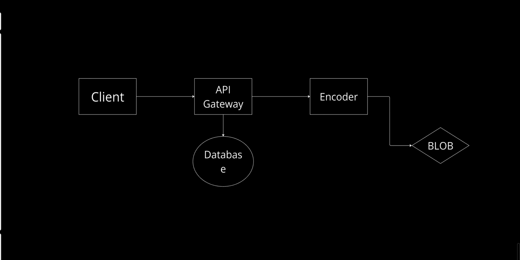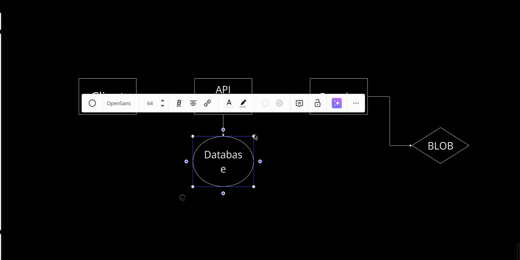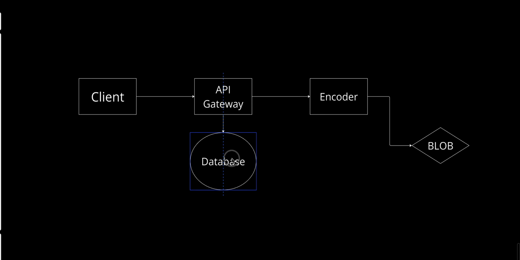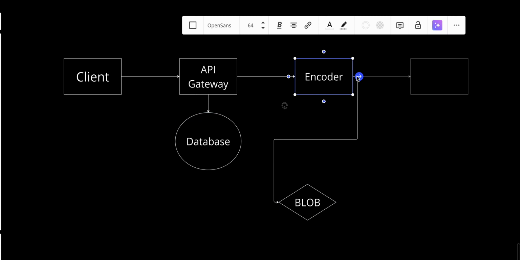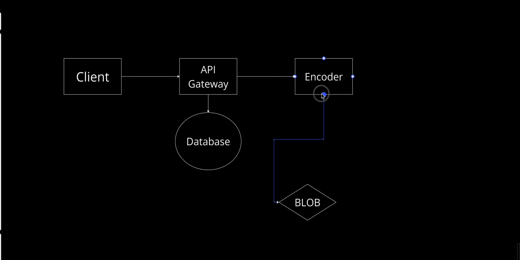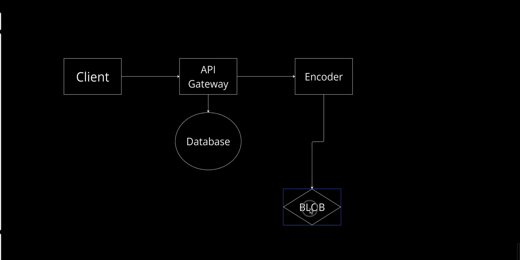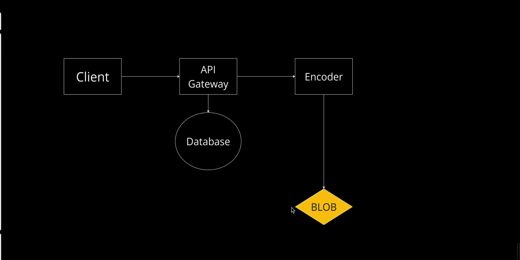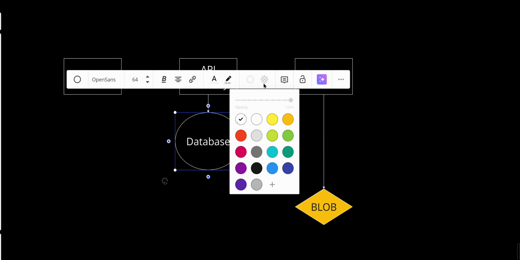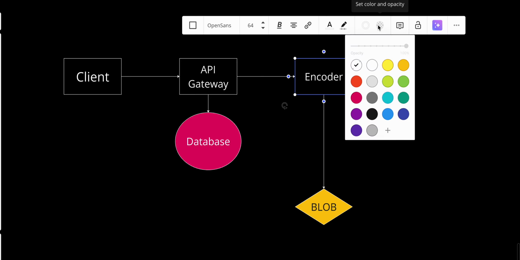Okay, what should we have next? I guess we have here the API gateway, the database, and the blob storage. Let's put the blob storage here and put it like that. I could give it a different color, I guess it will be better, to be honest. Black, and this one will be like, yeah. And let's give the database also a different color, and the encoder as well.